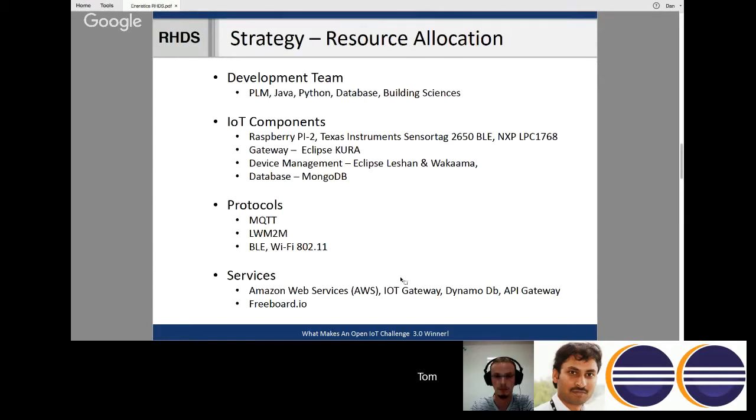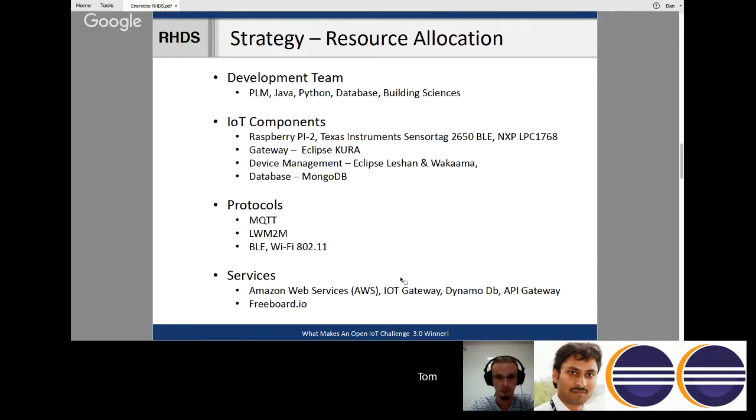At the gateway level, software, we used Eclipse Kura as the gateway. For device management, we used Eclipse Leshan and Wakaama. And for the database, we used MongoDB, and all those are pretty much open source technologies, certainly open.